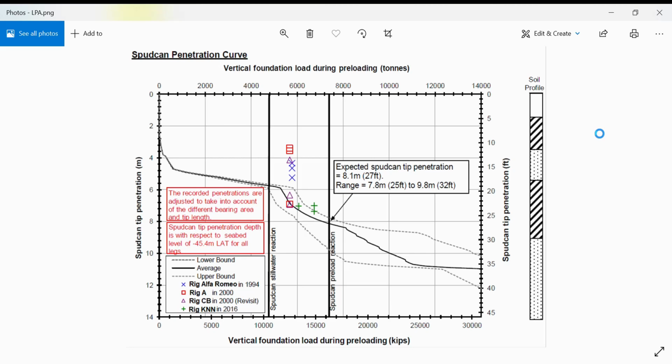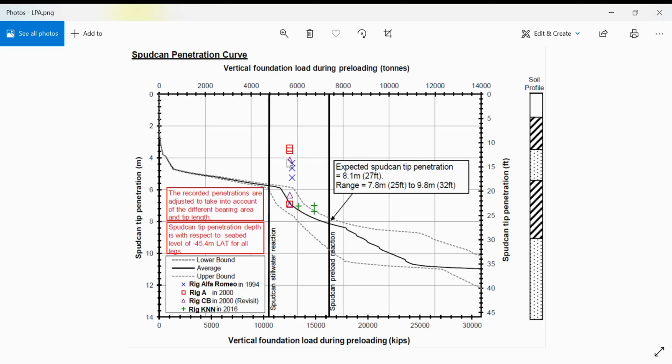Now you can see we have rig Alpha Romeo, which is X, and rig A, which is the square one, and rig CB, which is the triangle one, and rig KNN, which is plus plus plus. These are the penetrations that the previous rigs made at the same location, and these are the penetrations that they actually achieved, right?